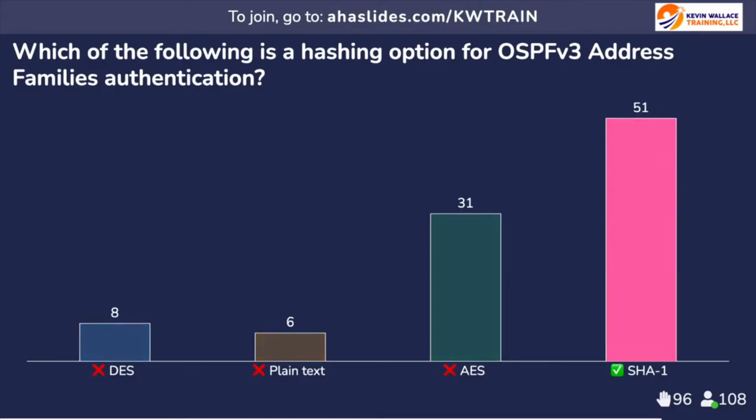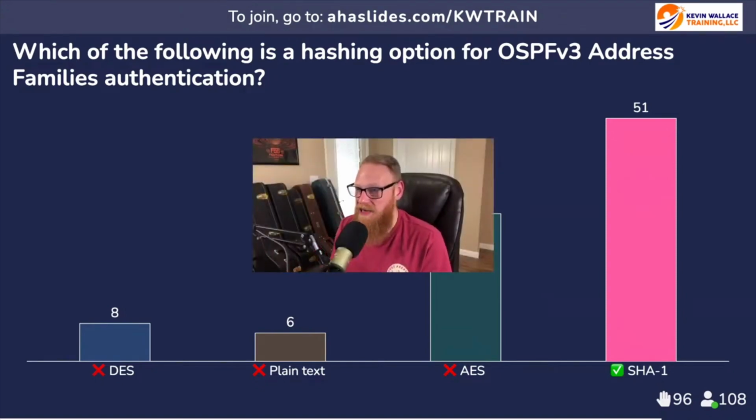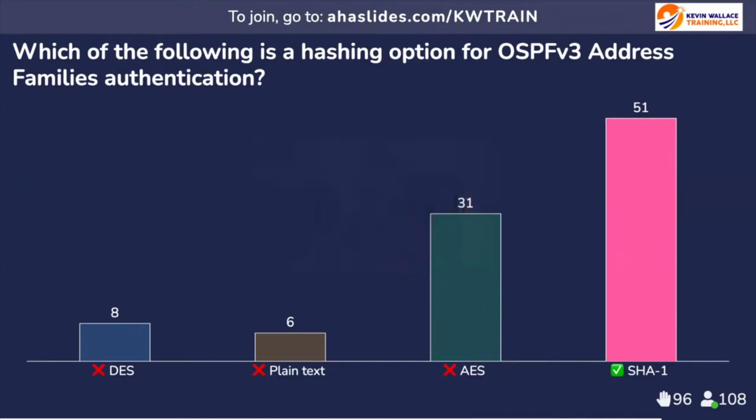And our time is up, and the majority has it. It is indeed SHA-1, Secure Hash Algorithm 1. SHA-1 and Message Digest 5 are the only hashing algorithms supported for OSPF version 3 address families authentication. So nice one there. Good job.